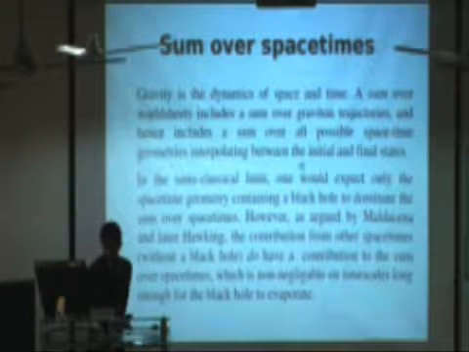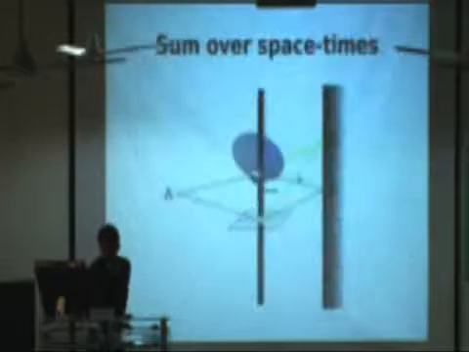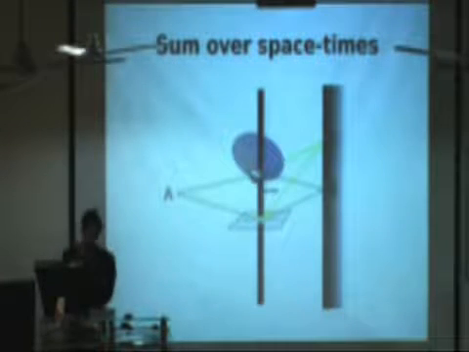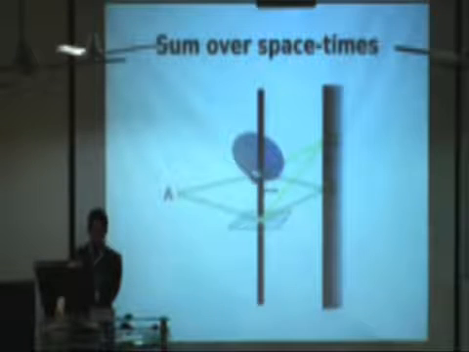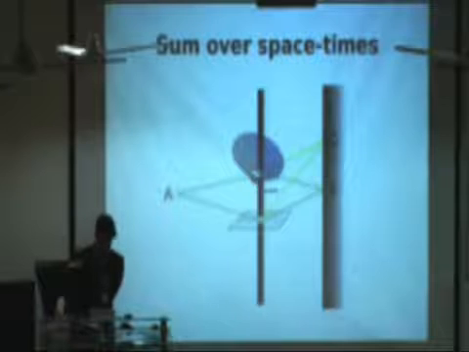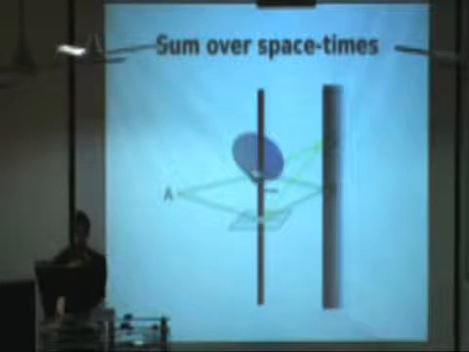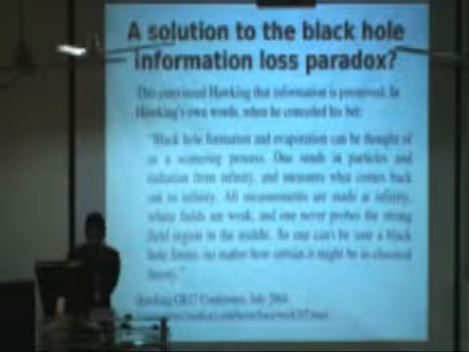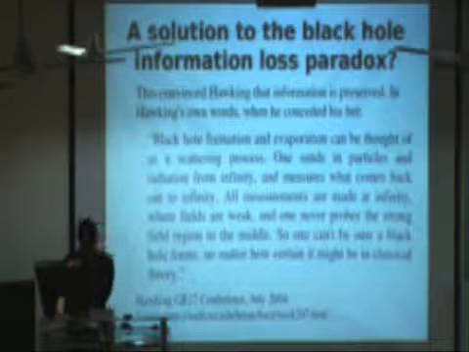So the basic idea is just like in the two-slit experiment, to predict the results of observations, we have to sum over space-time geometries, those with a black hole and those without a black hole, to predict the outgoing particles we see after a black hole evaporates. And this argument actually convinced Hawking that information is preserved, and he conceded his bet to John Preskill.